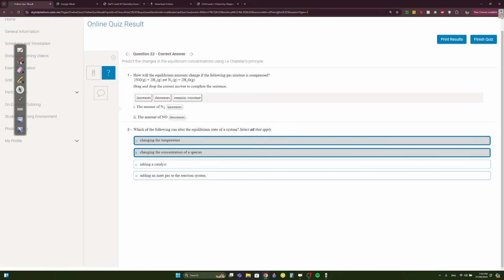Question 22. How will the equilibrium amounts change if the following gas mixture is compressed? Compressed means P total increases, right? You have this reaction here. The amount of N2 in this case.